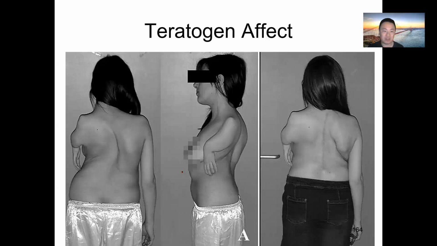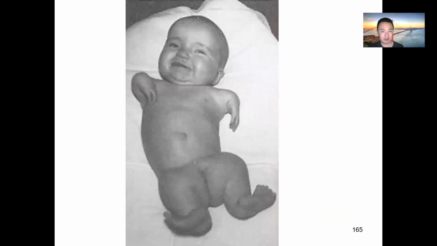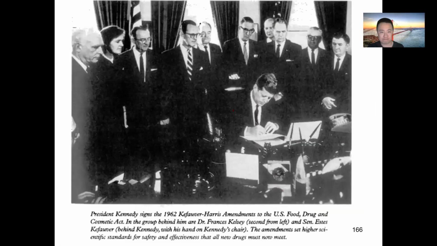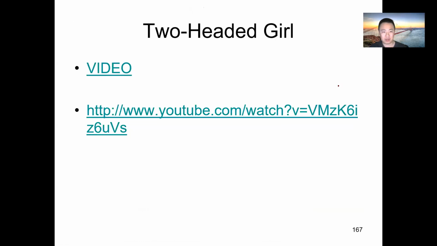And here are some images of those. You can see no arms and, okay, due to the teratogen. Here's another one. Happy baby. President Kennedy signs a law to prohibit that. Okay, I recommend visiting this link here.